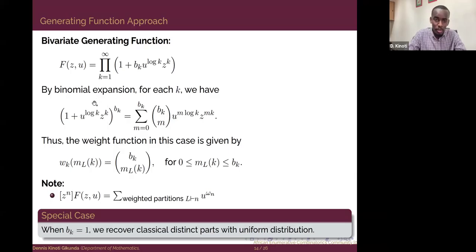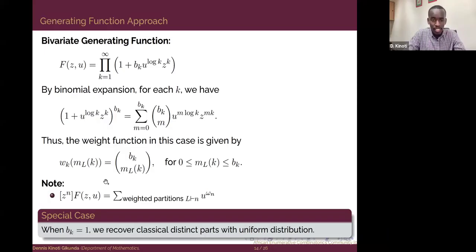So if you do the binomial expansion of this with your BK as a power here, you see how the weight function responds, and now we can pick the weight function from this one, which is BK, the number of variables or distinct variables. For example, how many times does K repeat? If K repeats BK times, that's what we mean by BK, and this is the multiplicity of BK.